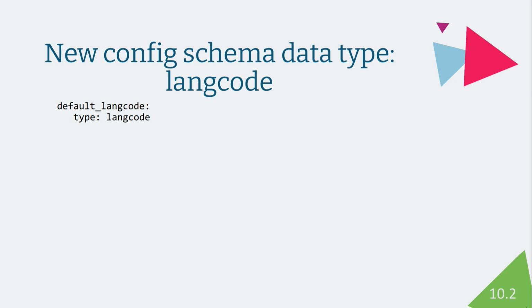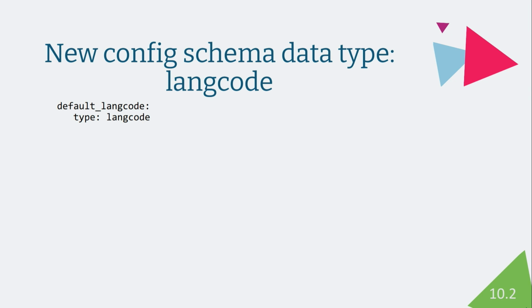There's a new schema data type as well called lang code, which is the type of language that config is stored in. This can be any standard human language supported by localize.drupal.org, like EN for English or NL for Dutch. It can also be something custom, like Lawspeak, which is a language that we support in Drupal core for some reason.